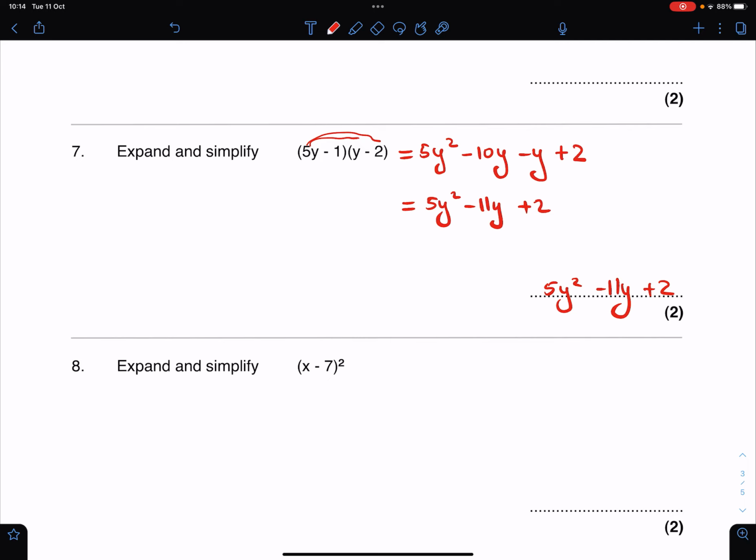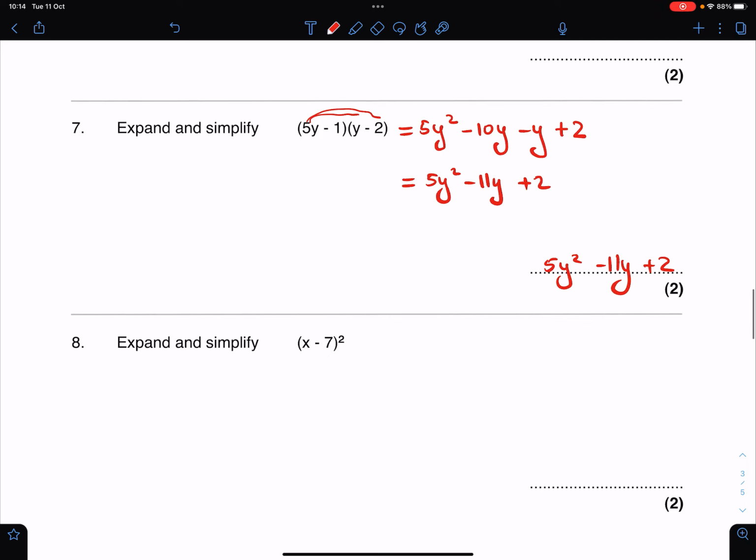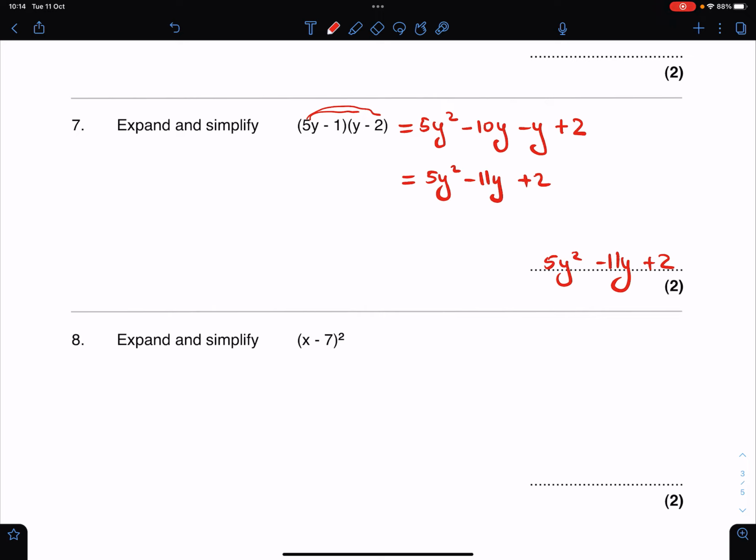Is that okay? Yes. Good. But what will I do with (x minus 7) altogether squared in the bracket? That's also very easy. Because I know if I have a squared, this means you need to multiply it by itself. So if we have (x minus 7) altogether squared, that means I need to write down (x minus 7) multiplied by (x minus 7).